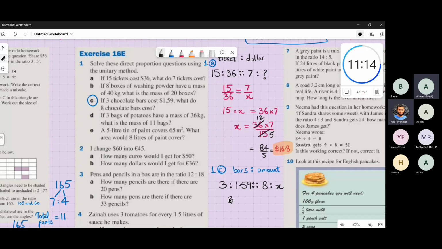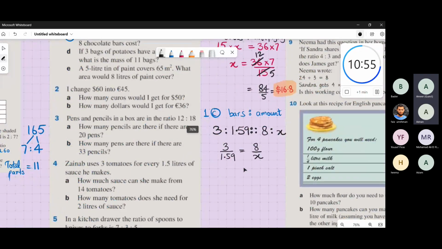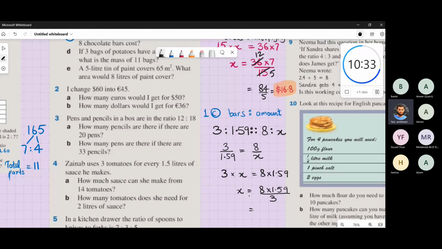The fraction will be 3 over 1.59 equals 8 over x. We will make a cross multiplication. It will be 3 multiplied by x and 1.59 multiplied by 8. 1.59 multiplied by 8 will be 12.72. And 12.72 over 3 will be 4.24. So 3 goes down. What will be the final answer, and what will be the unit for that answer? $4.24.